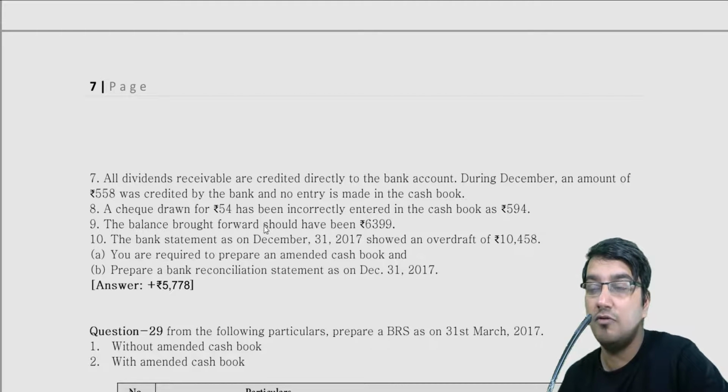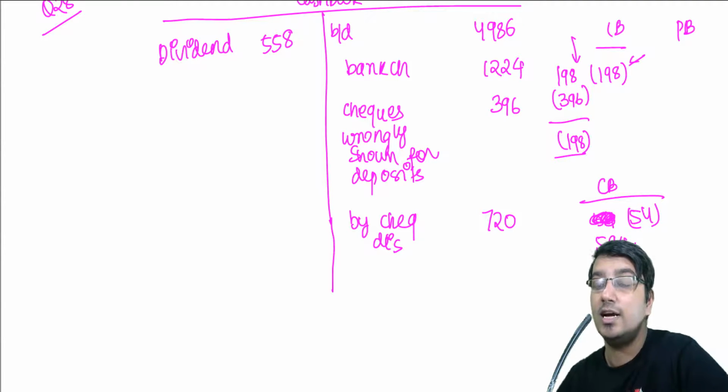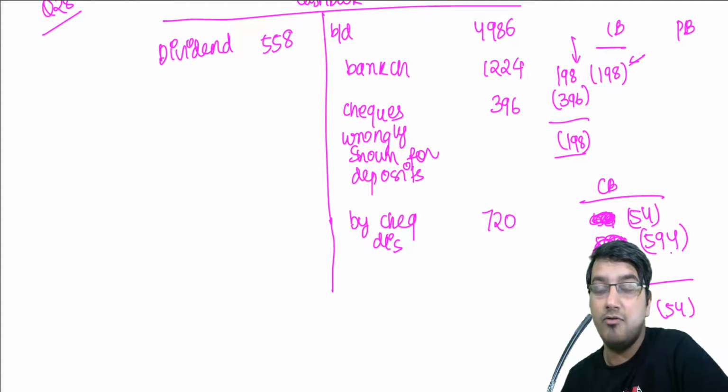A check drawn of 54 has been incorrectly entered in the cash book. We were expecting a payment of 54. Drawn means check issued, that means deduction, but it was actually entered 594. To bring it to negative 54 from negative 594, we'll just add 540, right, so that this can become negative 54. So we'll just add 540.